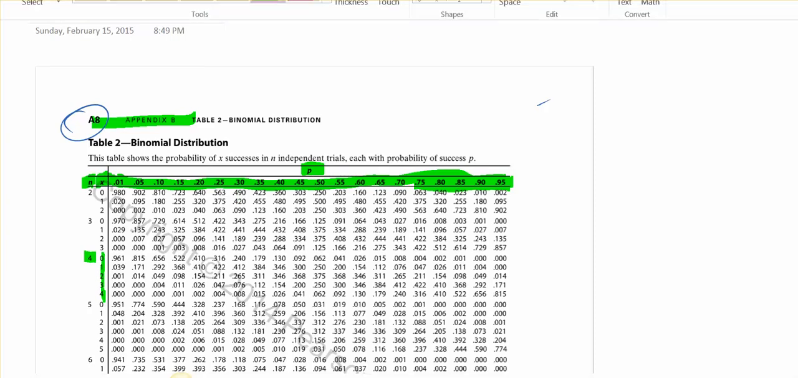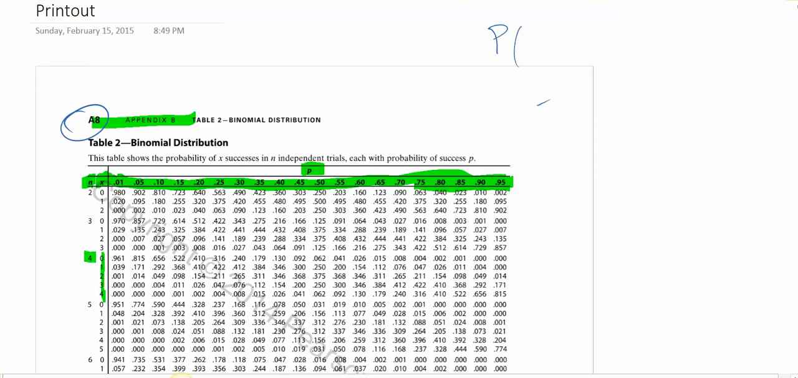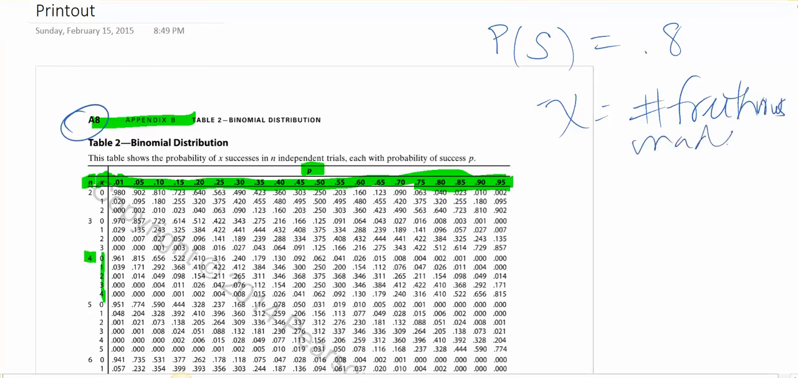Okay, so we're going to take a very simple example of Jennifer playing basketball, and the probability of a success is 0.8, and the success is the number of free throws made. Now we're going to say she's going to shoot 10 free throws, and let's change that. Let's do 5. That way I can stay on the same page.